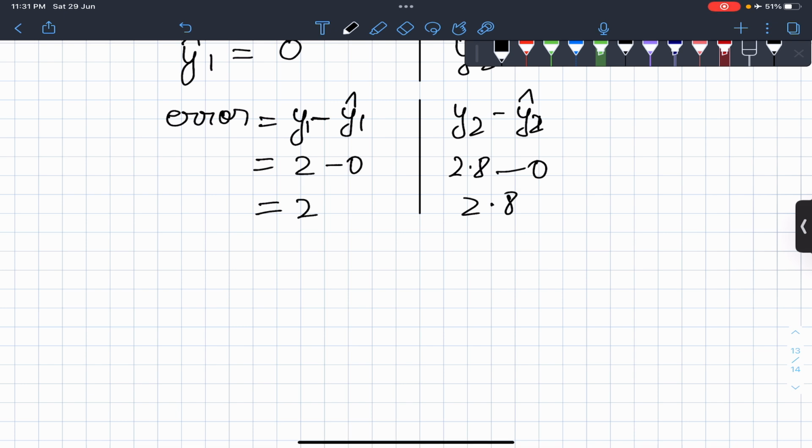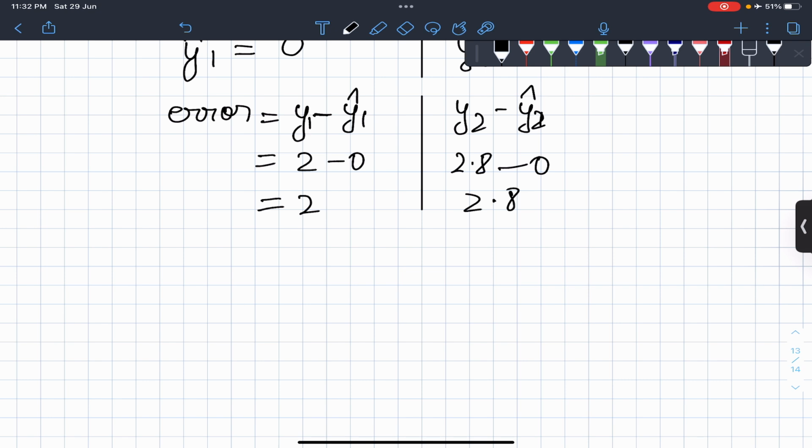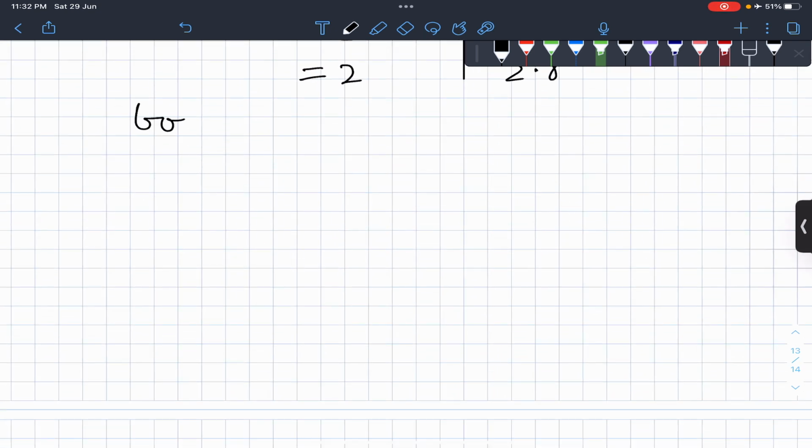Now, do we have any error? Yes, but we need to minimize it, because we initialized beta 0 and beta 1 to 0. Now we have to minimize it to get the lowest error. How would we get it? Now we have to update it. Now we will use our gradient descent, which is nothing but the derivative of our MSE.